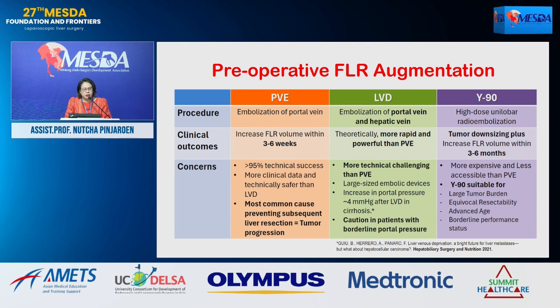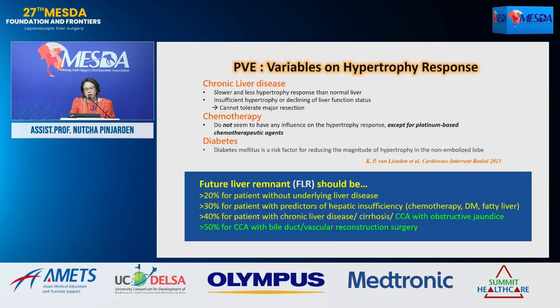And the last option is not only for FLR augmentation, but at the same time for tumor control, with the Y-90 radioembolization or Y-90 radiation lobectomy. So with the Y-90, we can do tumor downsizing plus FLR augmentation, but the surgeon has to wait a little longer, around 3 to 6 months before bringing the patient to surgery. The limitation is the cost of the treatment is more expensive and less accessible than portal vein embolization, but I recommend Y-90 when you have a patient with large tumor burden and equivocal resectability at the beginning, also a patient with borderline performance status, and also a patient with advanced age.